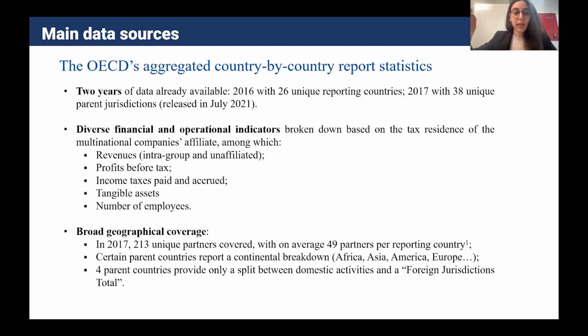So what does this data have? The parent country is reporting what its multinationals are doing abroad: their revenues by country, the profits before tax, the income taxes paid, the tangible assets, and the number of employees. So there are several indicators that are interesting. And there's a broad geographical coverage. In 2017, there are 213 unique partners covered, with on average 49 partner countries per reporting country. Certain parent countries report only their profits by continent, and others report only their total foreign profits abroad.